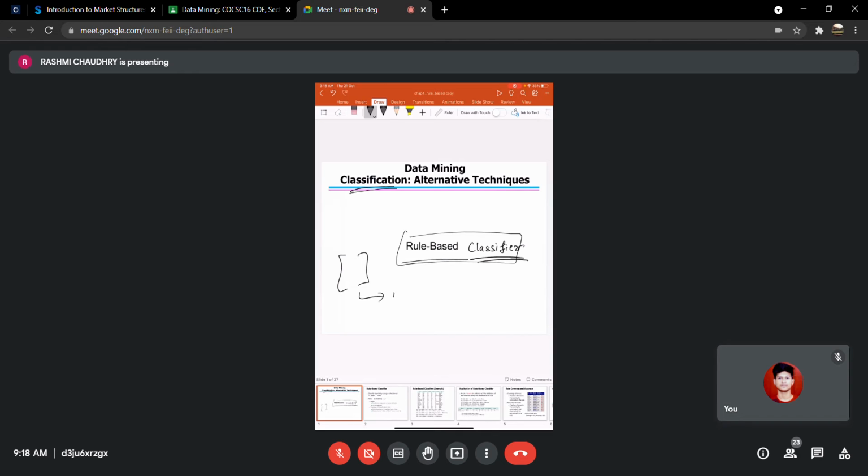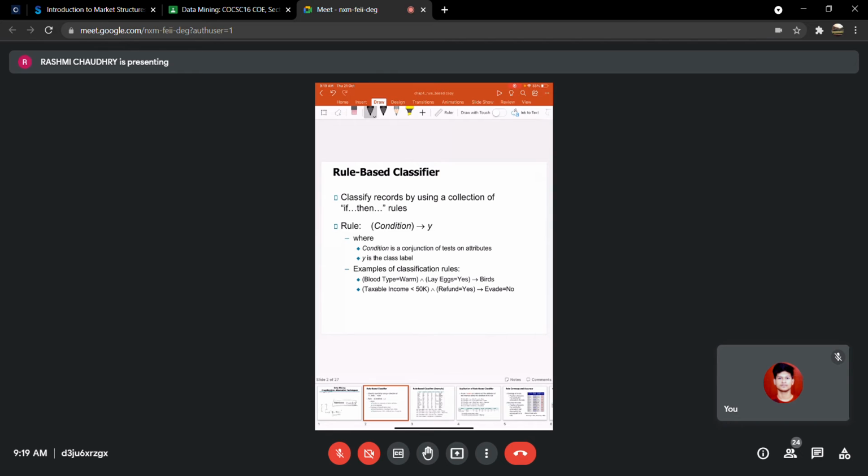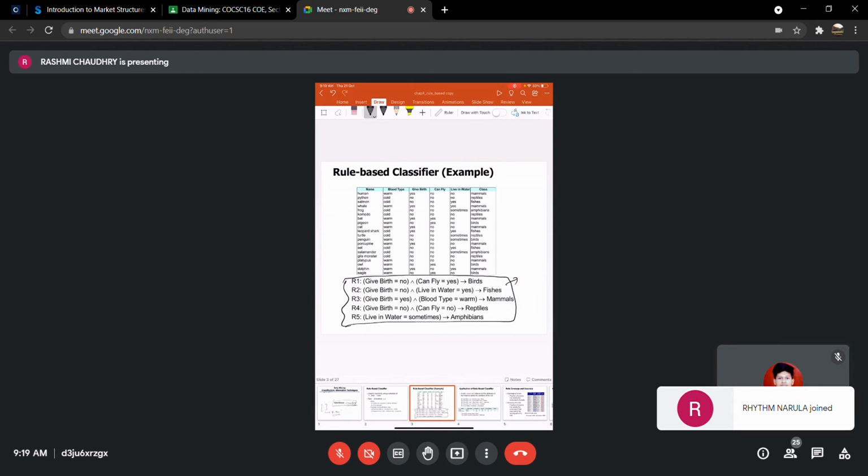with the help of if-then rules. Okay. So here if you observe, these are the rules. This is an example of a model generated by your rule-based classifier for a classification problem.